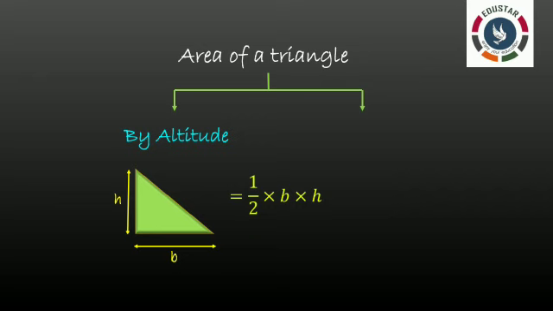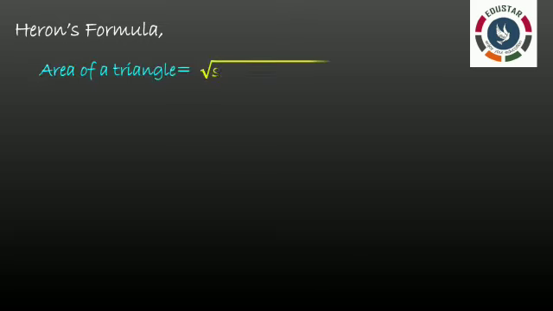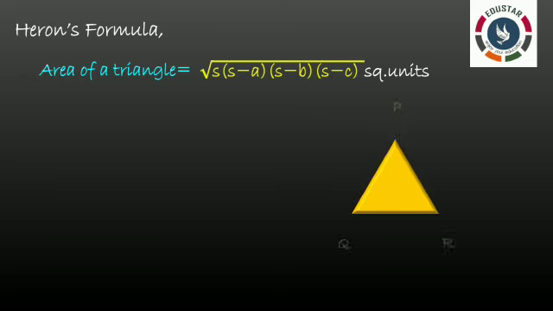How will you find the area of a triangle? For that, we have a formula called Heron's formula, with which we can find the area of a triangle if the lengths of the sides are given. The formula is square root of s into s minus a into s minus b into s minus c. You might be thinking, what is this S, A, B, C and all? Come, let's discuss. Consider this triangle PQR and let the lengths of these sides be A, B and C.